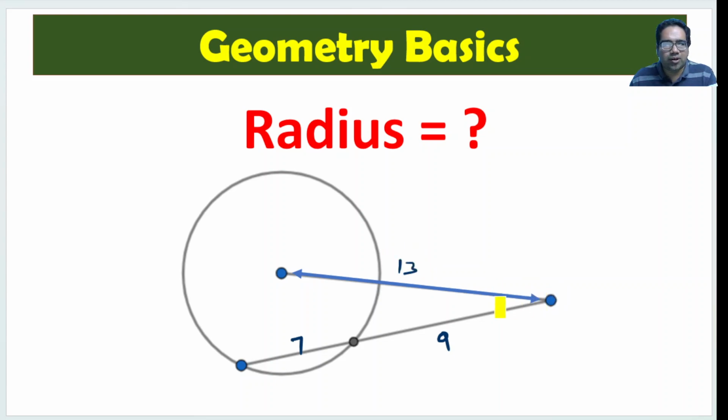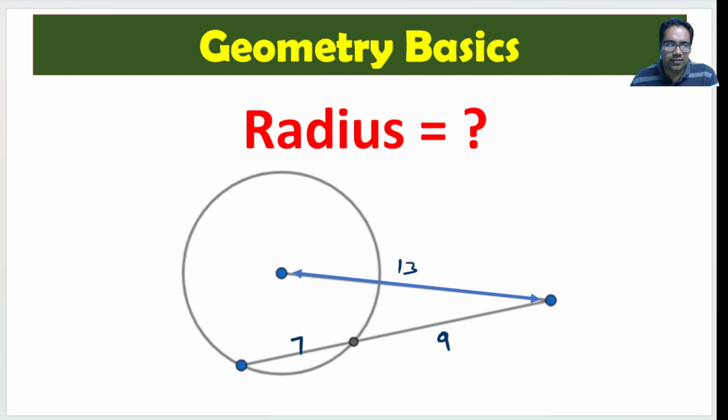Now, from this external point, if we draw a line, it cuts the circle at 2 points. The chord inside the circle is 7 units, and the part from the external point to the circle is 9 units. Now, what is the radius of the circle? That is what we want to find out. This is a very nice problem.